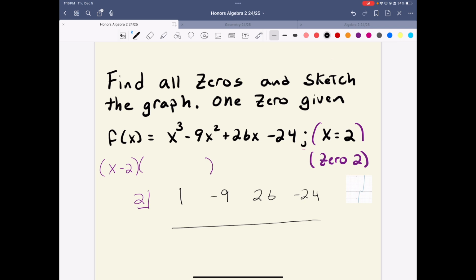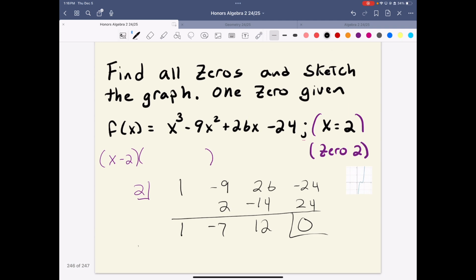Okay, so if we check it out, we've got a 1, gives me 2, -7, -14, 12, 24, and 0. Yay. Okay, so it is a factor of it. So my first factor of this, I know is x minus 2. What's my other factor? How do I write this? Not -7. We got to start with just 1. So we start with x squared minus 7x plus 12.